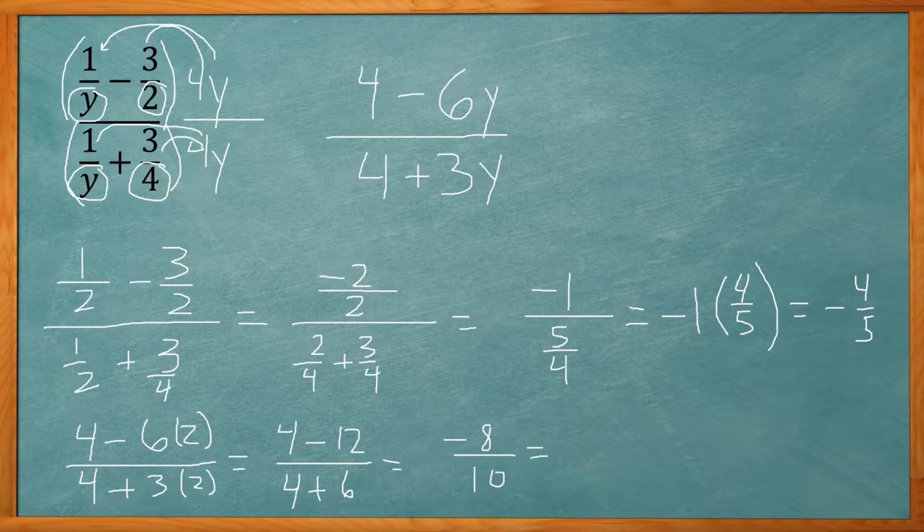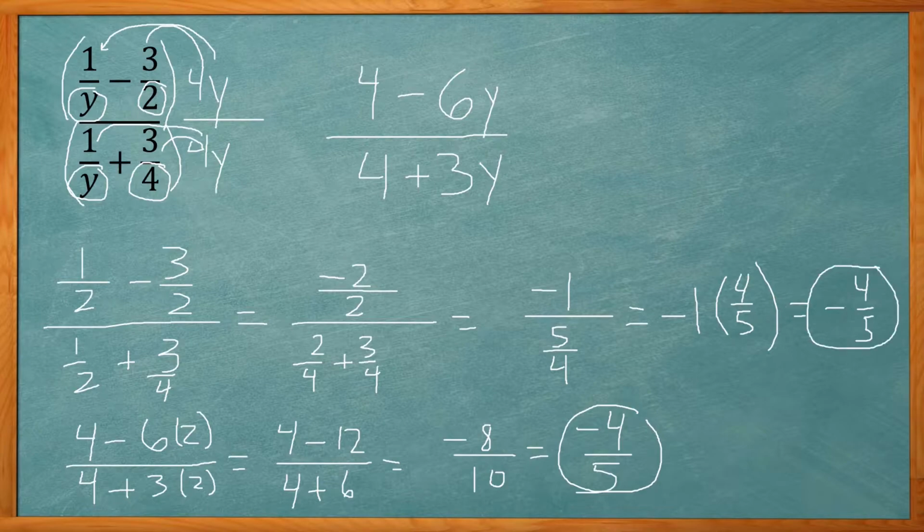Okay, then I can reduce my fraction. I can divide both of these by 2. So negative 8 divided by 2 is negative 4. And 10 divided by 2 is 5. So in both cases, I get the same answer, negative 4/5. So that lets me know that my answer is correct.